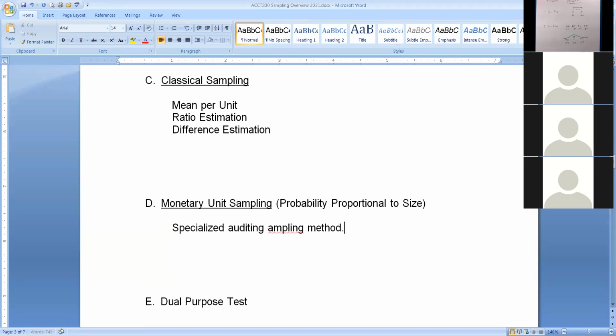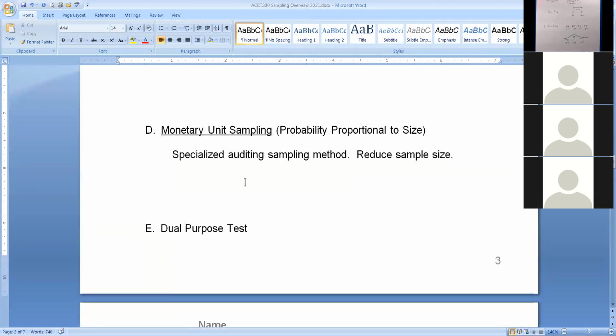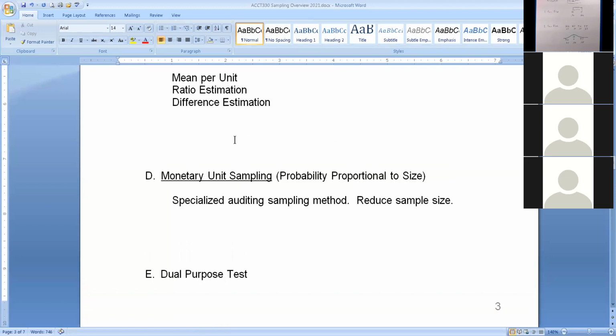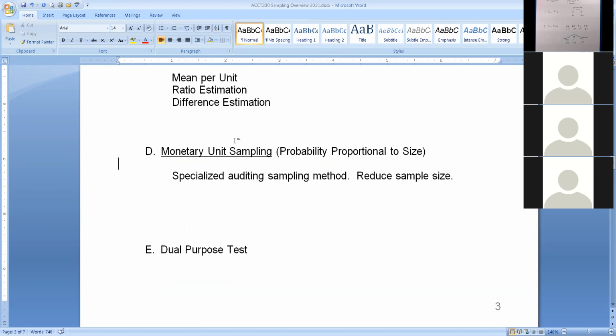It's a little bit quirky, kind of like the way I suppose sampling is always announced. It's a little bit quirky, but sometimes it can reduce the sample size significantly. And that might not sound like a big thing, but sampling testing is one of the more expensive things you do in auditing.